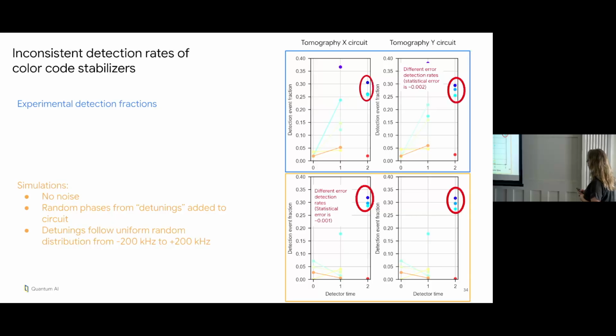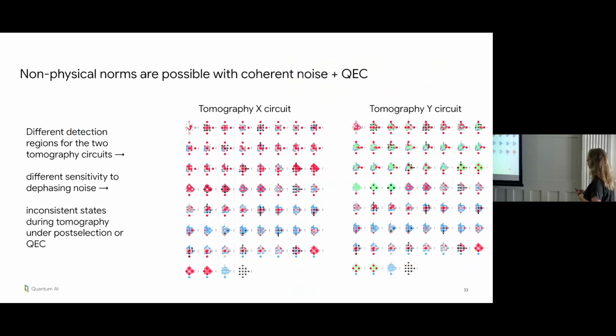Okay, maybe this is the best way. Yeah, so when we are running logical state tomography, we run our circuit twice. Once where we measure the X stabilizers at the end, and once in this case where we measure the Y stabilizers at the end. This is the case where we're preparing a T state in the equator of the Bloch sphere.